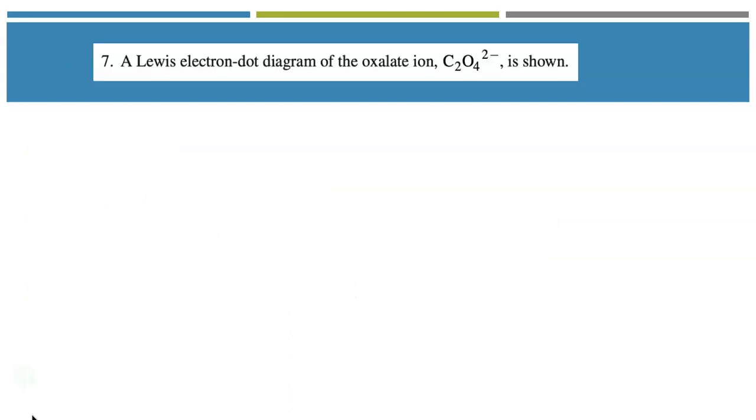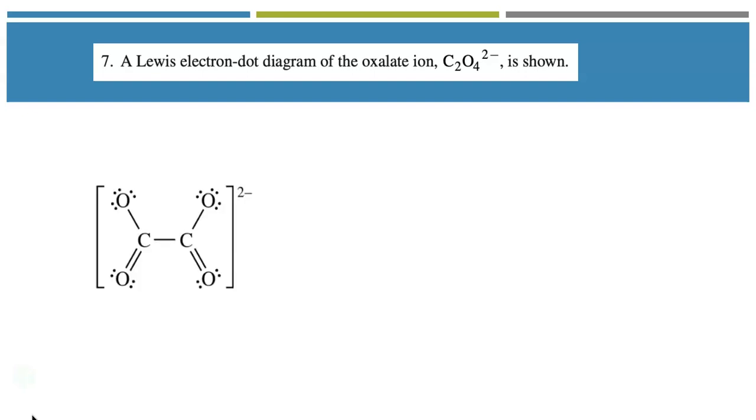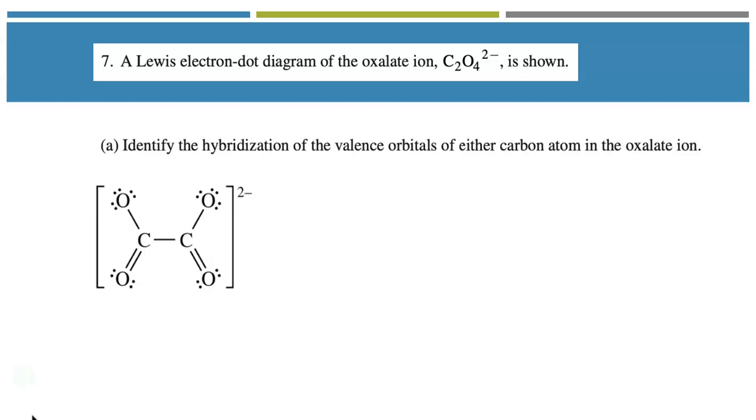A Lewis electron dot diagram of the oxalate ion C2O4 2- is shown. And here it is. You were given that. No one expected you to write that on your own. Part A says, identify the hybridization of the valence orbitals of either carbon atom in the oxalate ion.